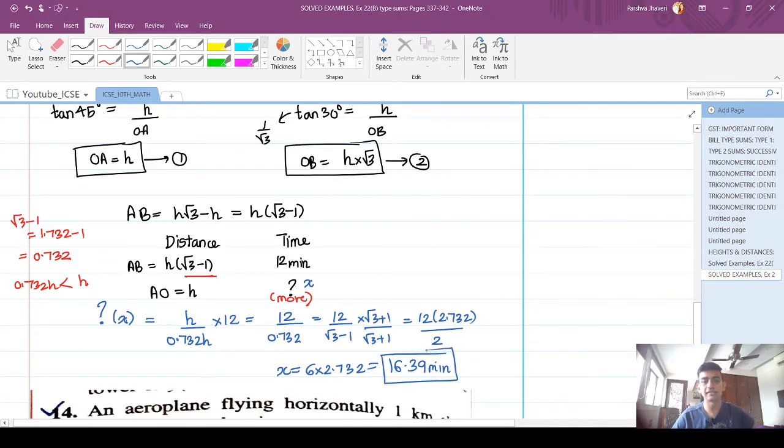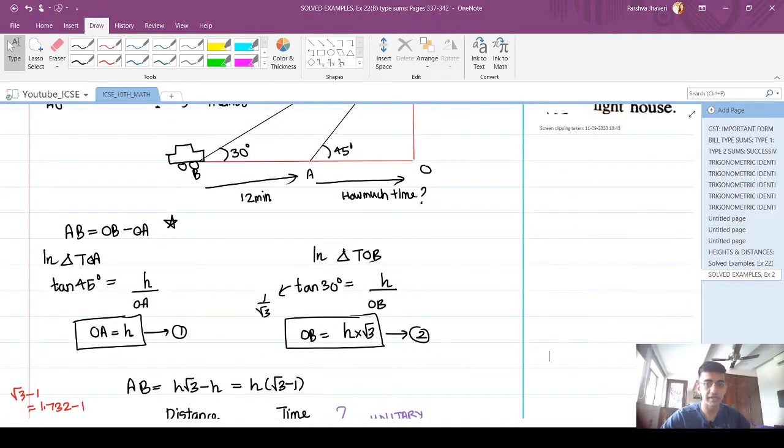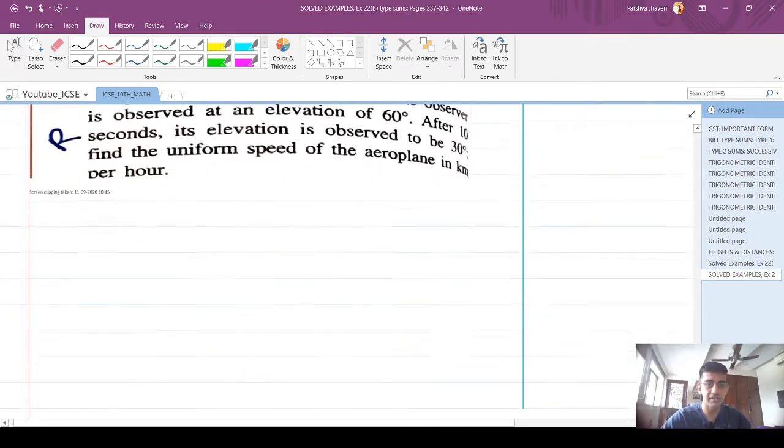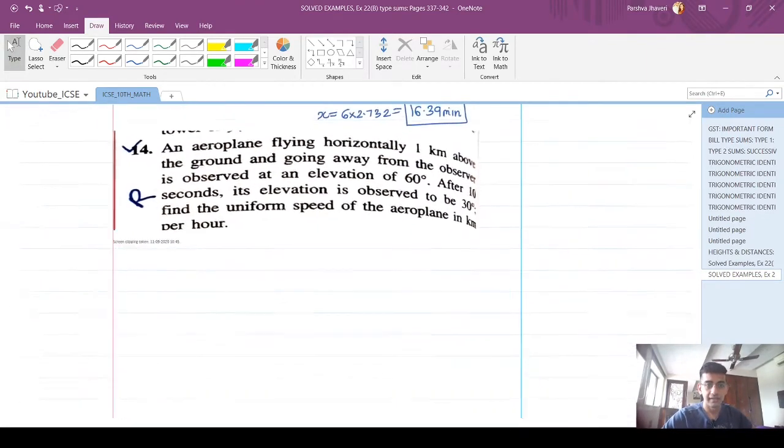Very, very cool sum. Always solve using this approach where we use unitary method. But remember, we can use unitary method only because it's uniform speed. Right? If it was accelerating speed, you can't use unitary method because the speed is continuously increasing. Next.